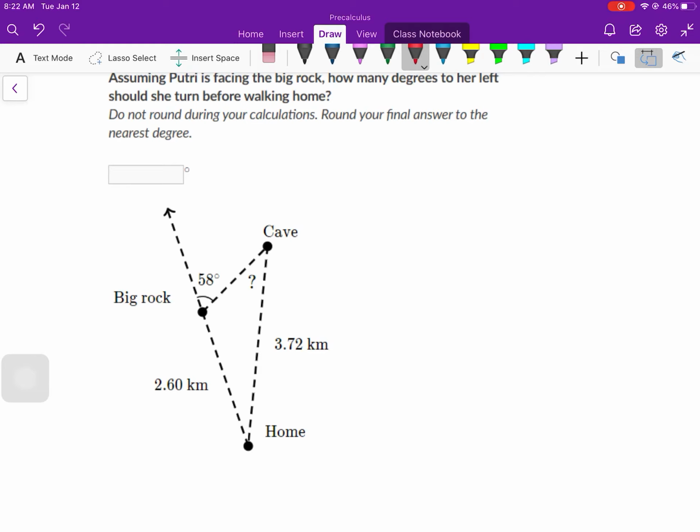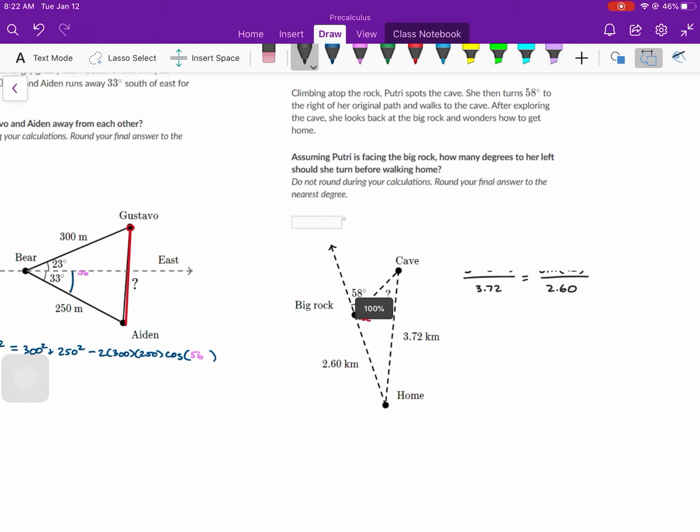Don't know why I wrote it so bad. And now you can just set it up. Sine of 122 over 3.72 equals sine of question mark, we'll put x over 2.6, and I have an example of how to solve that in the video as well.